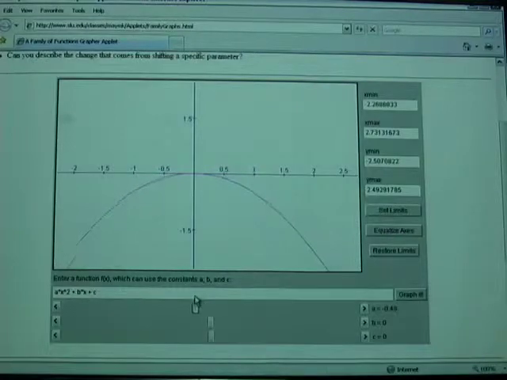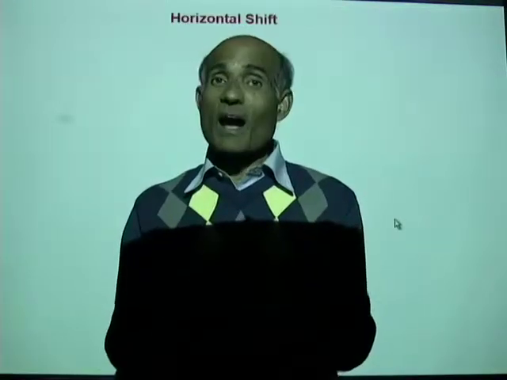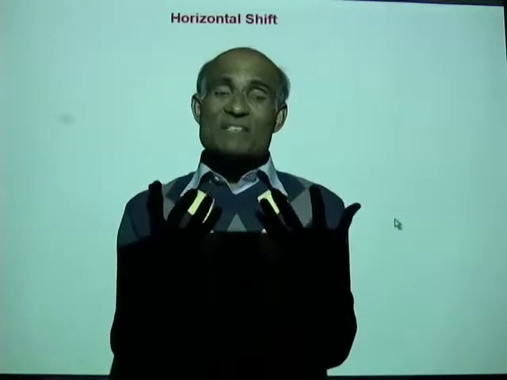Now a is negative. Look at the way it behaves. So the orientation and the shape of the parabola is determined by the value of a. A very important information.